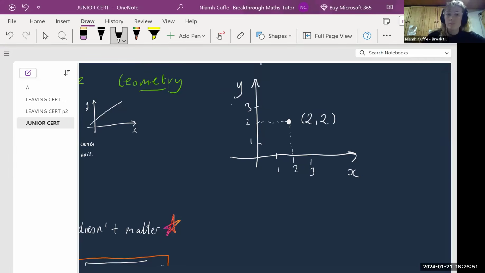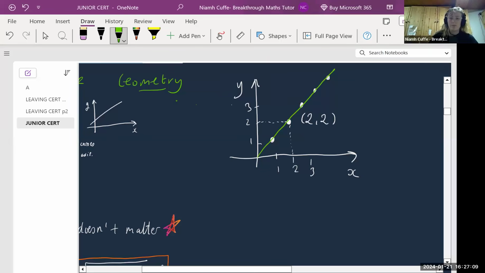Another thing that's really important here is that when we plot all these different points, let's say I plot a bunch of points like this, and I put a line through all these points, then we've got a graph or a line in our plane. And we have equations that describe these lines. That's what I want to talk to you about now.